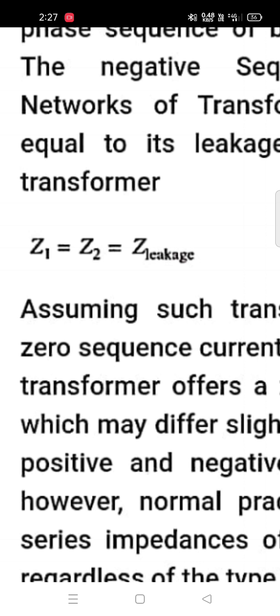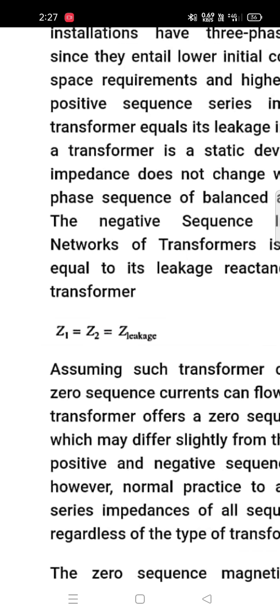So, here also the negative sequence impedance and positive sequence impedance are the same, as we also studied for the transmission line, where positive sequence and negative sequence impedances are the same. But here they are equal to the Z leakage, the impedance of leakage.